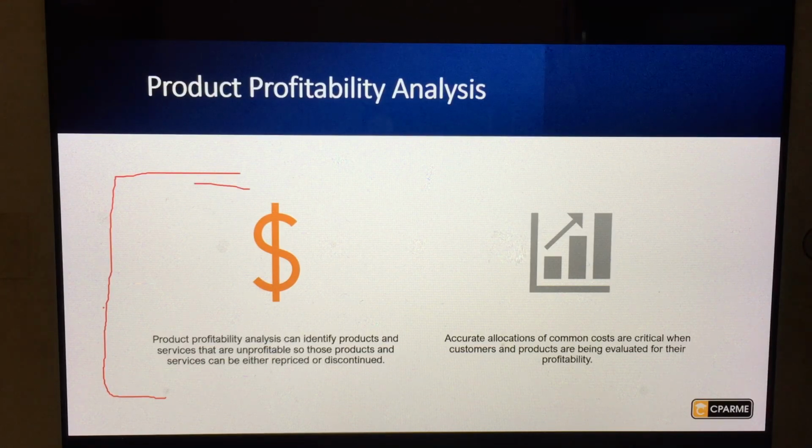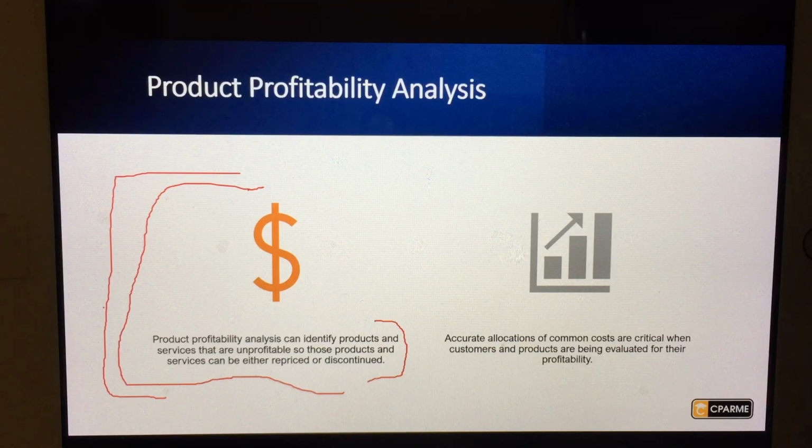So, mag-product profitability analysis ka. Is it because my costs are too high? Di ba? Yung materials ko, labor, overhead, masyado bang mataas? Pwede ko bang bawasan on a per unit level? Di ba? Or, ayan, di ba? Hindi ko lang ba nababawi yung mga common costs ko? Should I increase my selling price? Yung mga tipong ganun. So product profitability analysis can identify products and services that are unprofitable. Same mindset, no? Kung hindi talaga siya profitable, sinubukan mo ng remedyohan, hindi pa rin gumagana, tanggalin mo na.